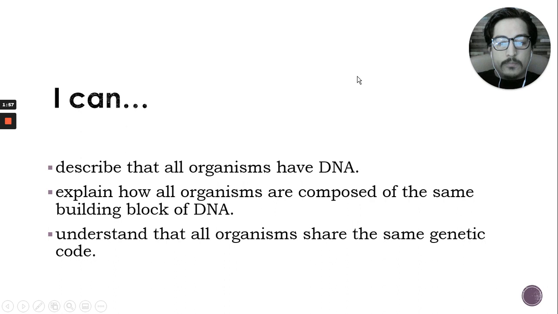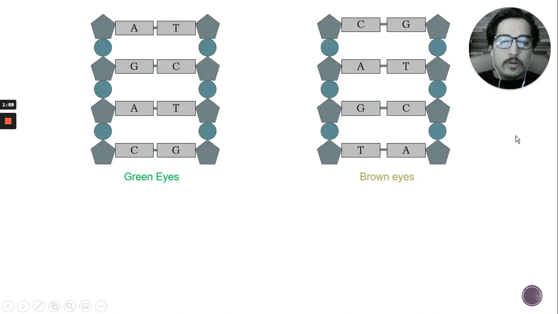Now, let me give an example here. On the left side, you have green eyes, and on the right side, you have brown eyes. This is an example for somebody that has green eyes. Again, I'm just making this up. And this is an example for somebody that has brown eyes. If you look, what is the only difference of the DNA of somebody that has green eyes and somebody that has brown eyes? Do you see it?